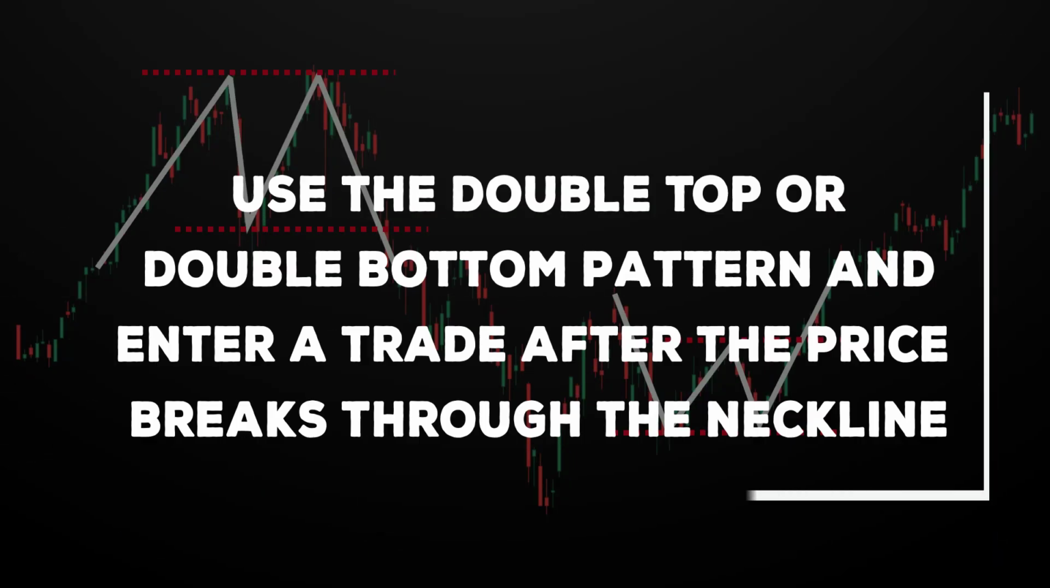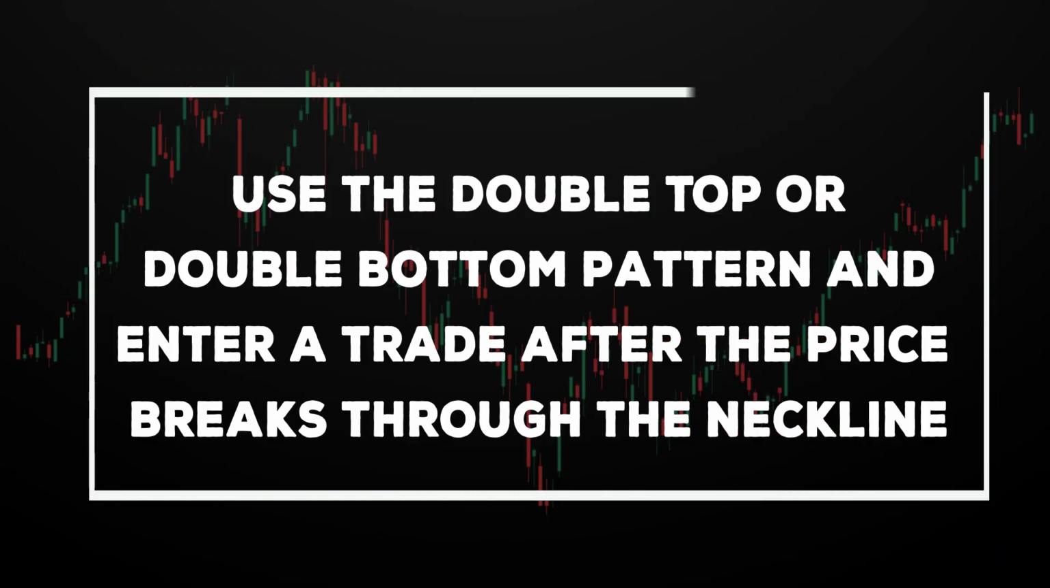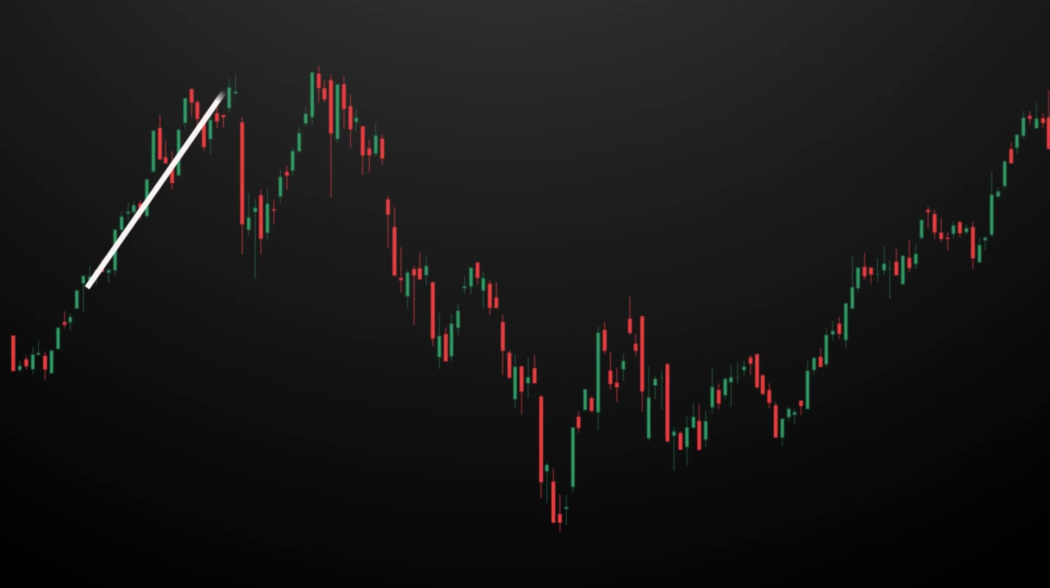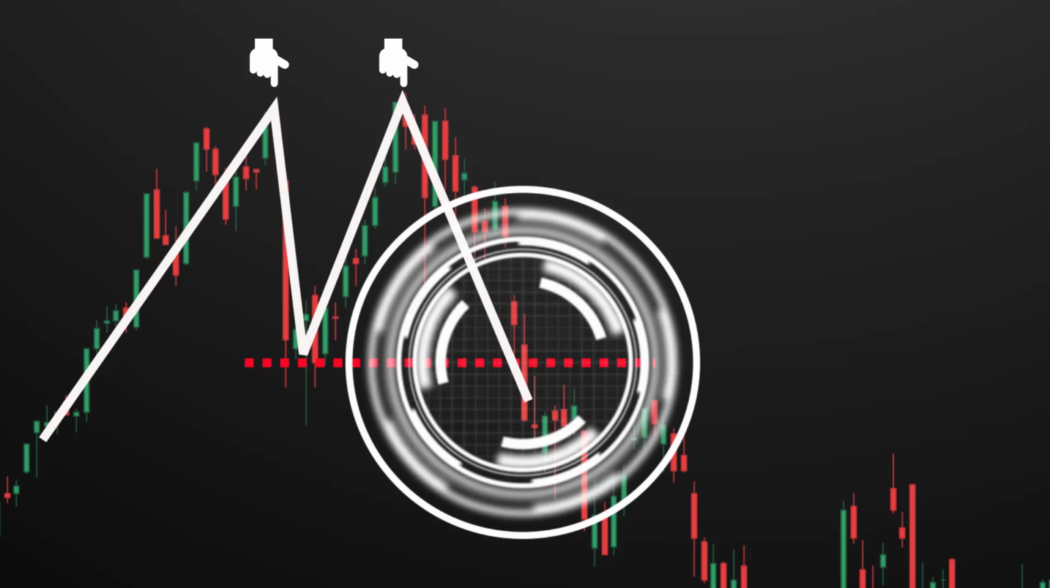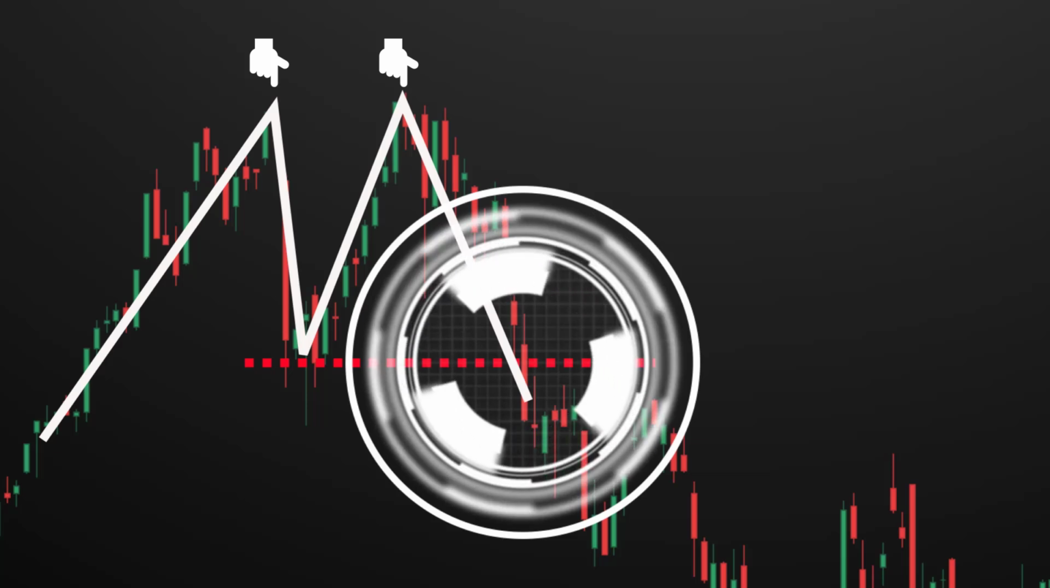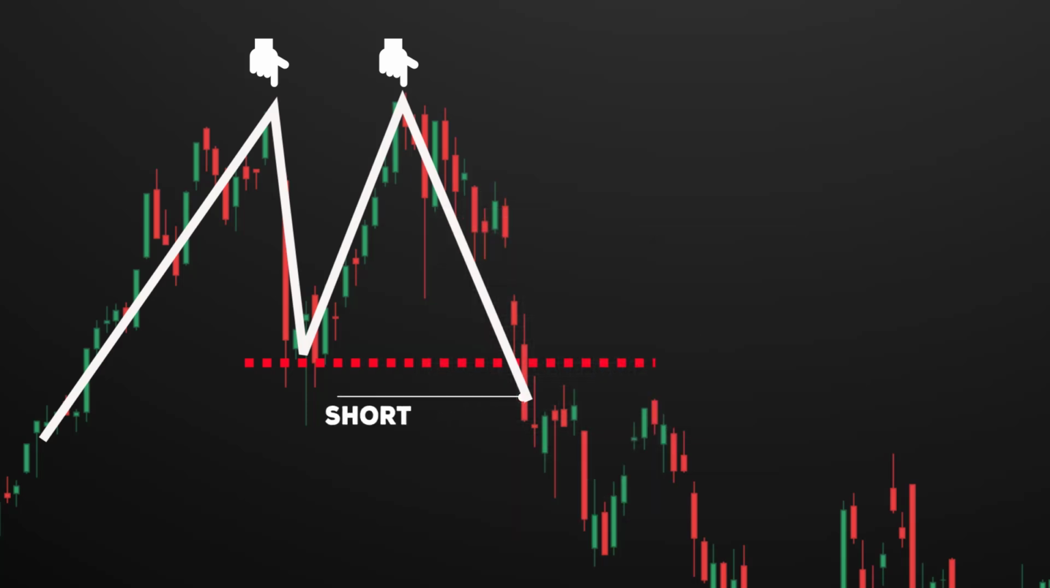Let's start with the first method, entering a trade when the price breaks the neckline. First, you have a double top pattern with the neckline here. Once the price breaks below the neckline and forms a lower low, this confirms a trend reversal from bullish to bearish, and you set up a short position.